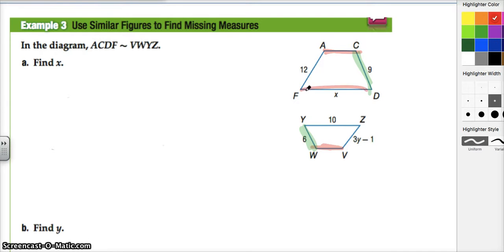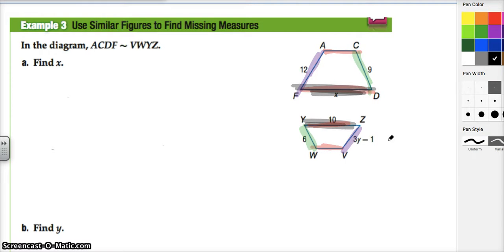And then we can take it from here. DF, no, wrong color. DF there corresponds with YZ. Add a little red in there. And then finally, this last side, which is FA, corresponds with ZW. And so having that lets me know what things I can create my proportions out of. I really do think that that's an important step.